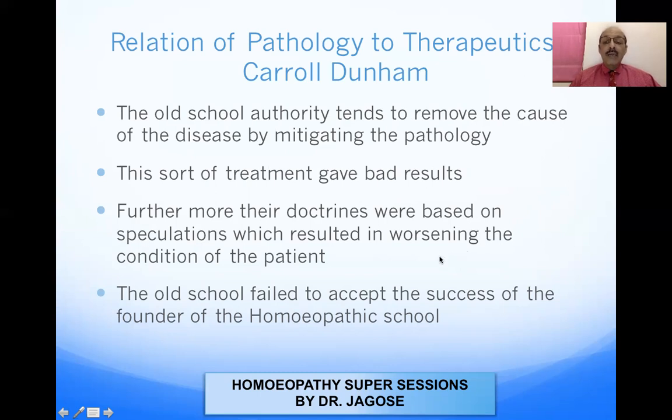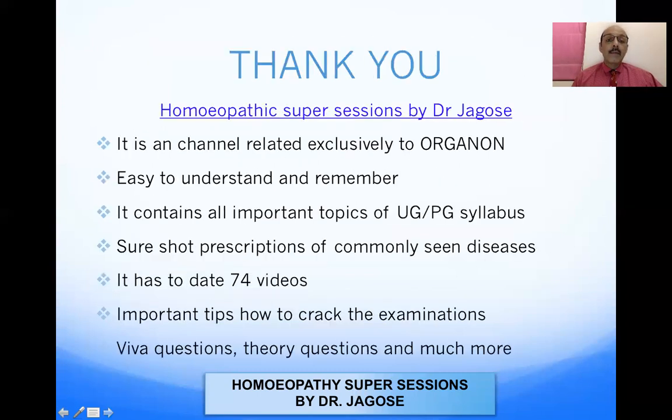The old school failed to accept the success of the founder of the homeopathic school. So the old school, basically, only looked at the morbid cause, removed the cause, and the disease is mitigated. And they failed to look beyond that, that is, into the dynamic aspect of the disease which the founder of homeopathy, Dr. Samuel Hahnemann, has given us. So that's all in this chapter.